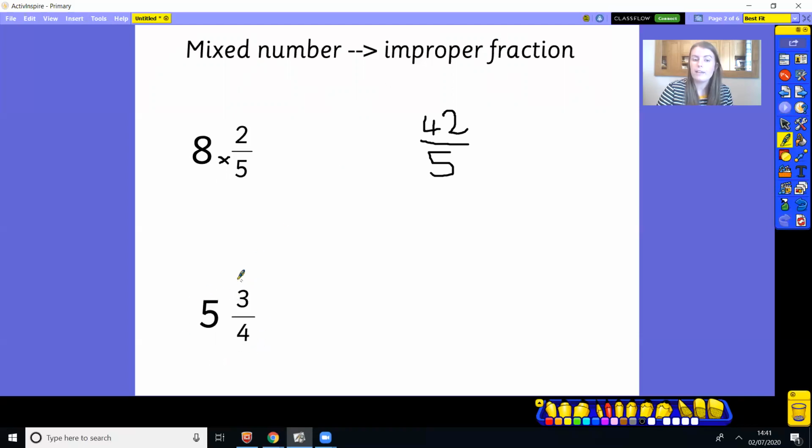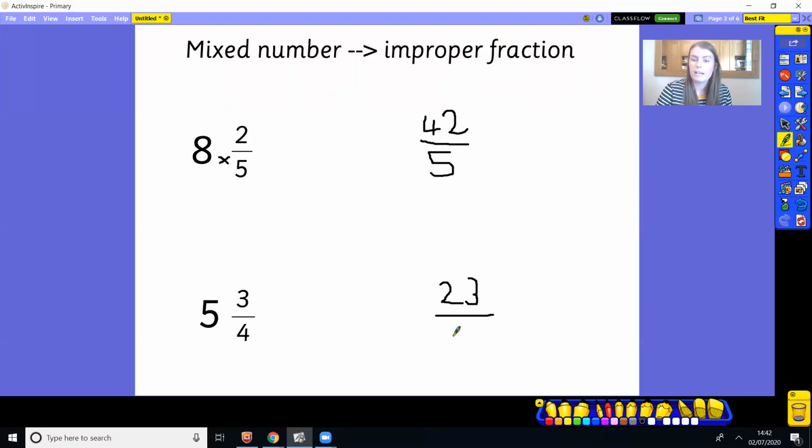So now we've got 5 and 3/4. So we'll follow the same process again. Times the whole number by the denominator. 5 multiplied by 4 is 20. Add the numerator, so 20 add 3 is 23.